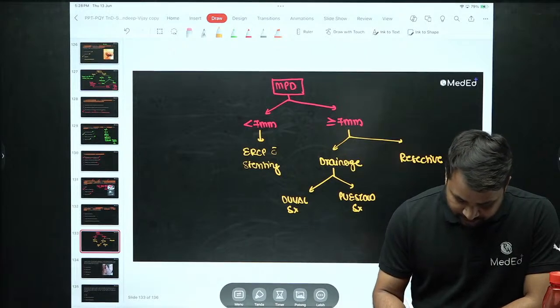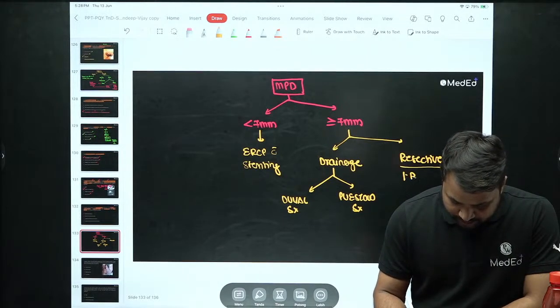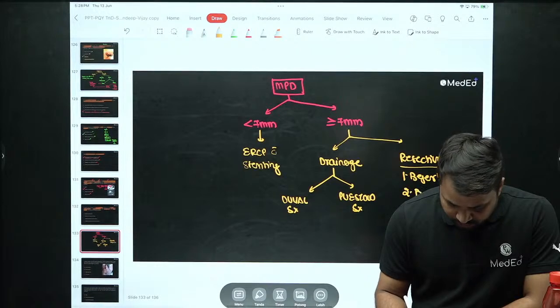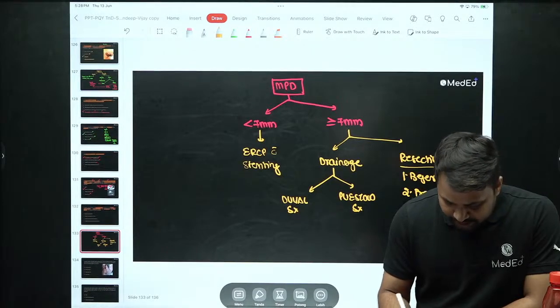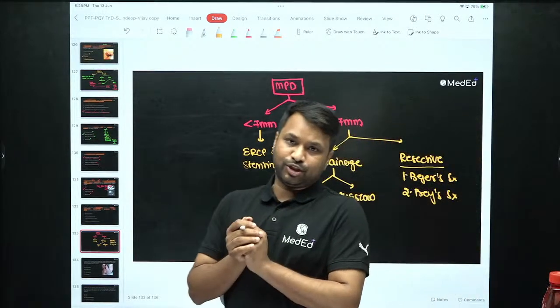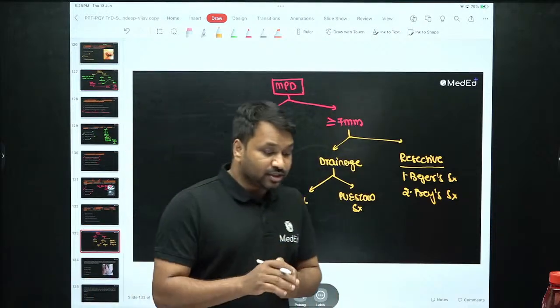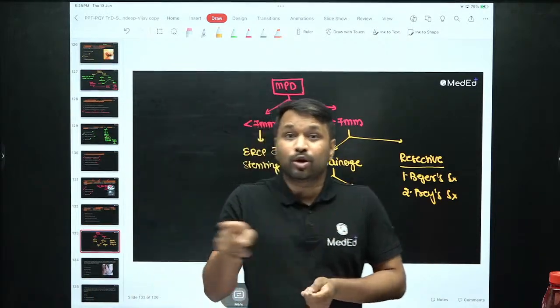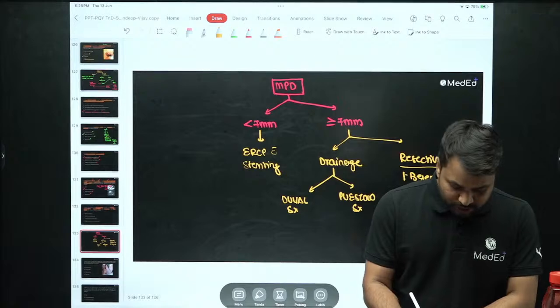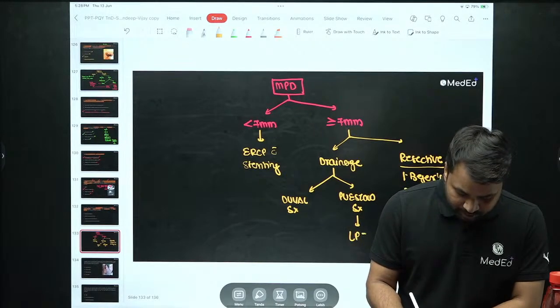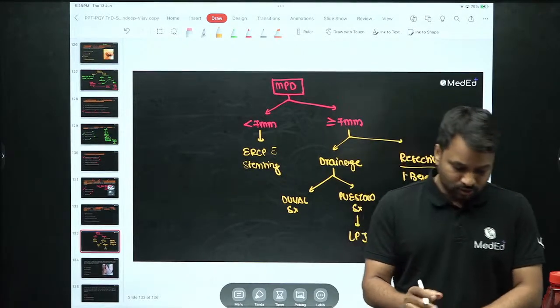For resective technique, I have two options. One is the Beger's surgery. Another one is your Frey's surgery. So Beger's is your duodenum-preserving pancreatic head resection. Whereas Frey's is your duodenum-preserving pancreatic head coring with longitudinal pancreatojejunostomy. Partington-Rochelle is an example of LPJ, that is a longitudinal pancreatojejunostomy, right?